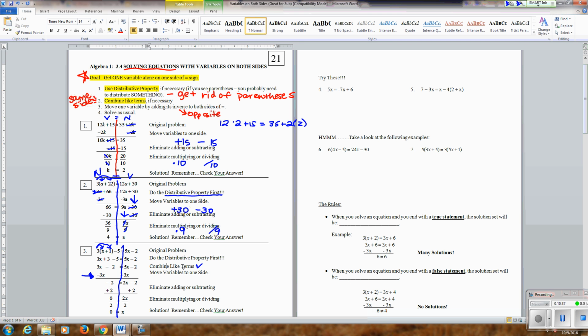So now I'm going to move my variables to one side. And so I'm going to take, this is a positive 3x again, so I'm going to do a negative 3x. And I think from here you guys can follow along, okay? So I think you guys can follow the steps. If you have any questions about what is going on here, please check with me. And it is okay to end up with 0 as a solution. We don't have that very often, but it's totally okay to end up with 0 as a solution.